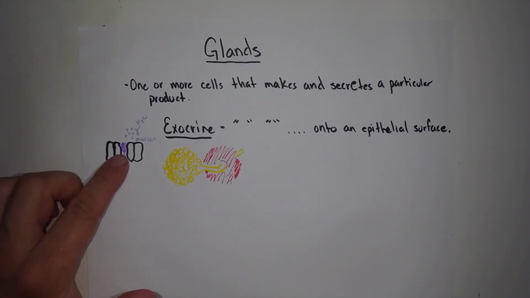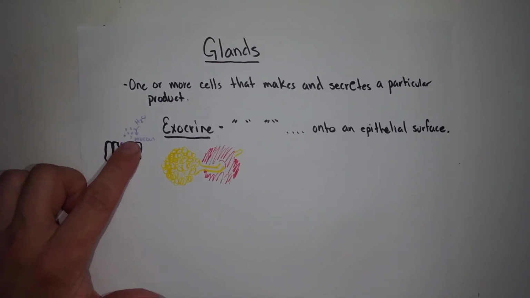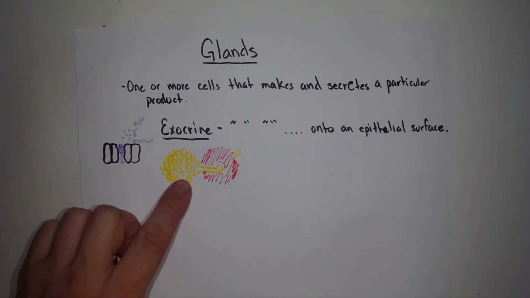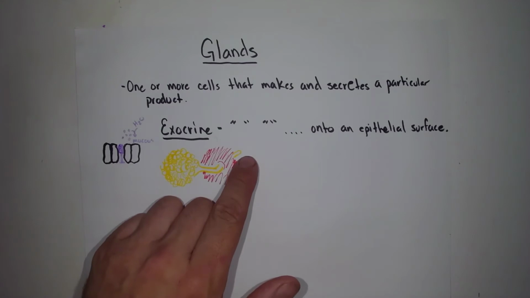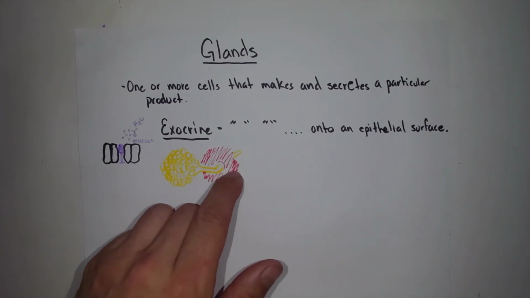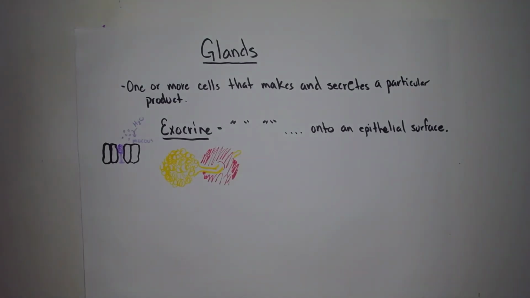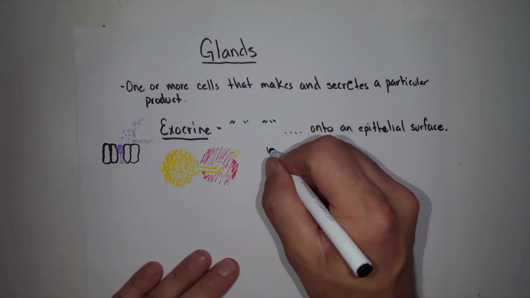One or more cells that make and secrete a product onto an epithelial surface, one or more cells that make and secrete a particular product onto an epithelial surface through a duct. So I'm going to add usually through a duct.